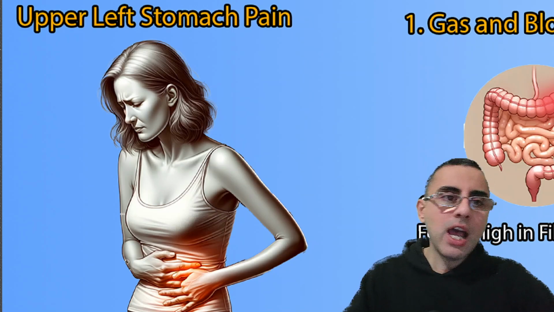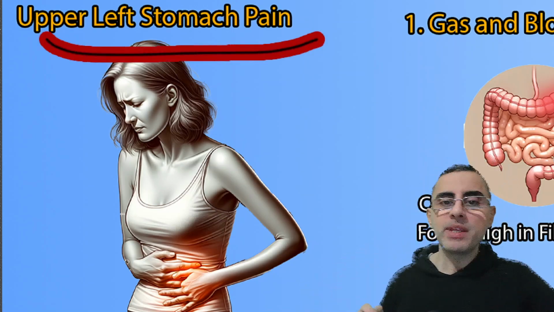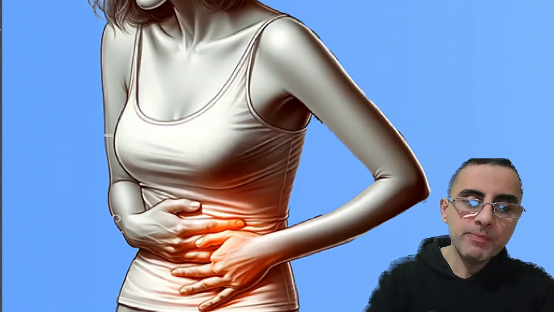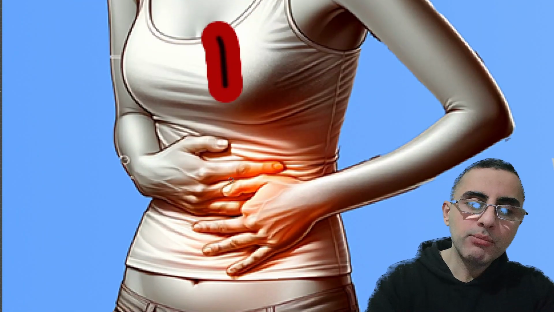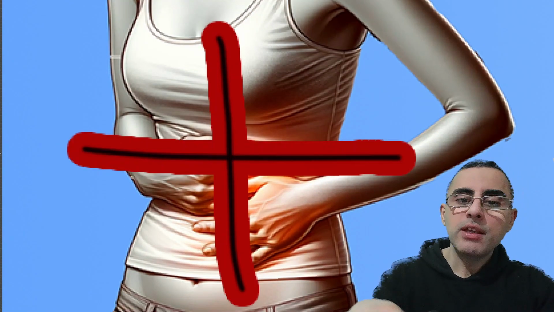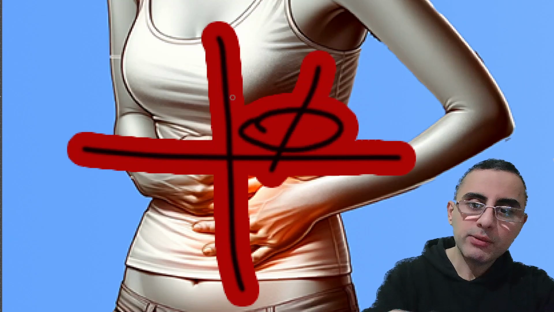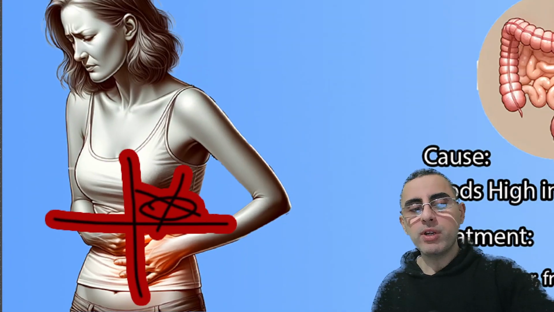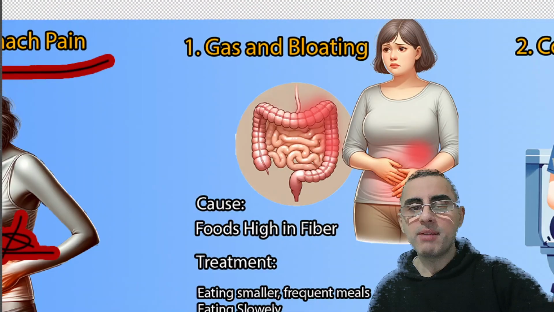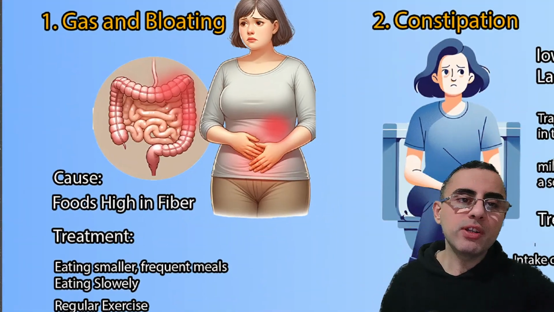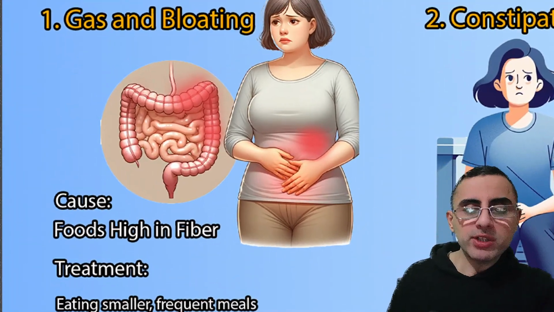We will talk about upper left stomach pain. It is a very common condition. If we divide our abdomen into 4 parts, then the upper left part will be here, and we will talk about upper left stomach pain. The first and most common cause is gas and bloating.